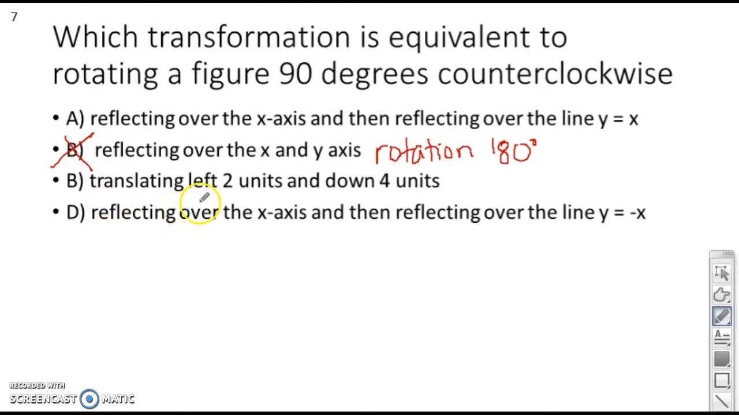And translating 2 units left and 4 units down, if you just shift it left and down, you're not rotating it at all. So that's not going to be the same as rotating 90 degrees. So I'm really just left with 2 options here. And in order to do this, it helps to visualize.